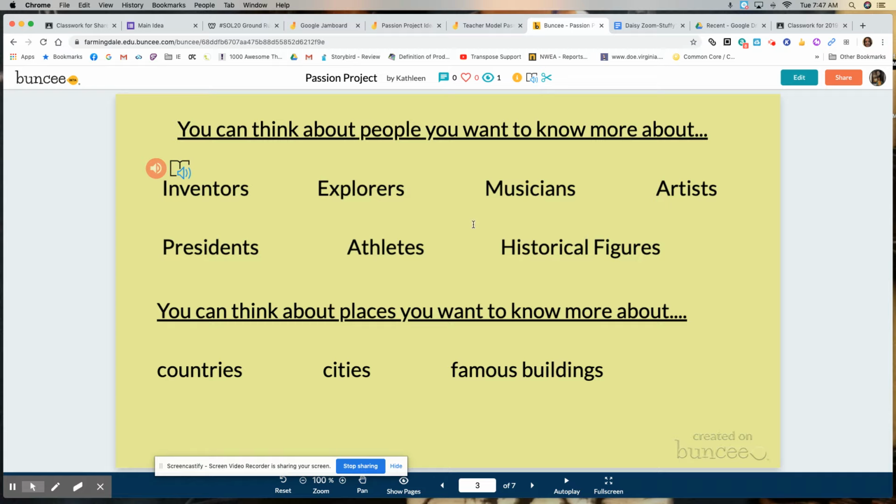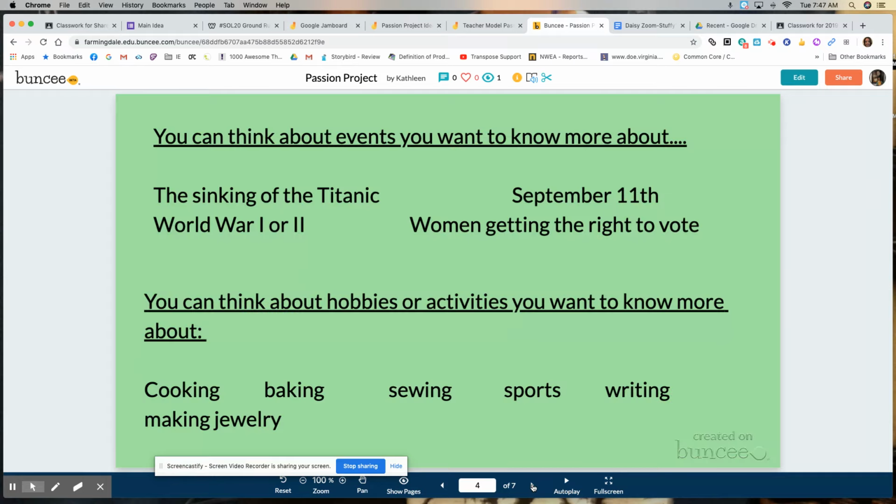You can also think about places you want to know more about, like countries or cities or famous buildings or famous parks. You could think about events that have happened that you want to know a little bit more about. Like I know some of you have been very interested in the Titanic or maybe one of the world wars. Some of you might want to know more about September 11th or how women got the right to vote. These are just some examples. Anything that you've been thinking about that happened in history would be a great topic.